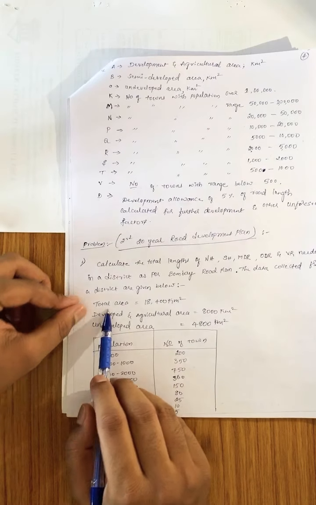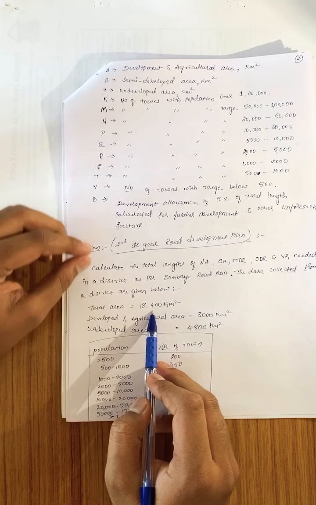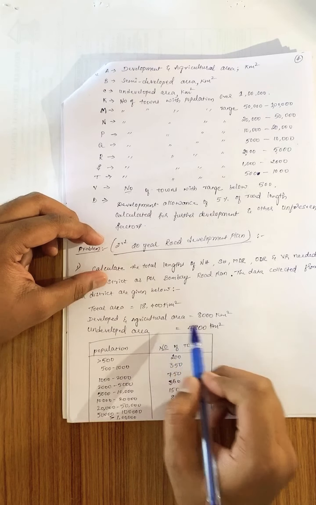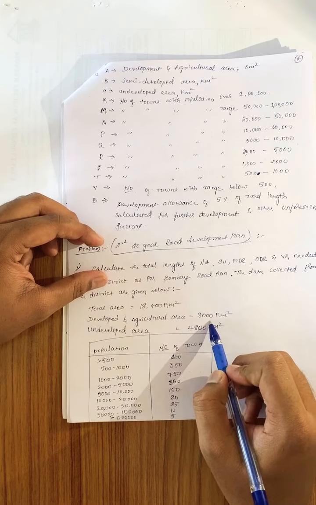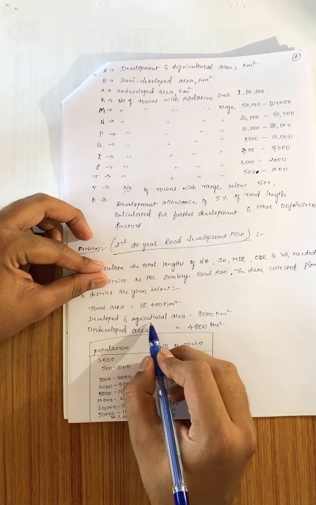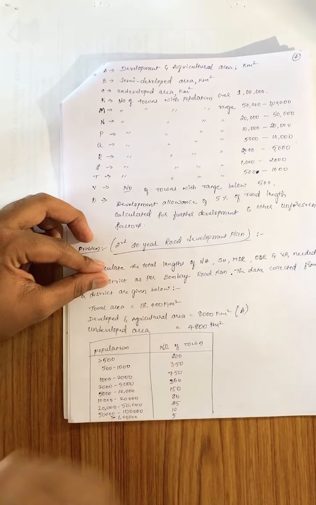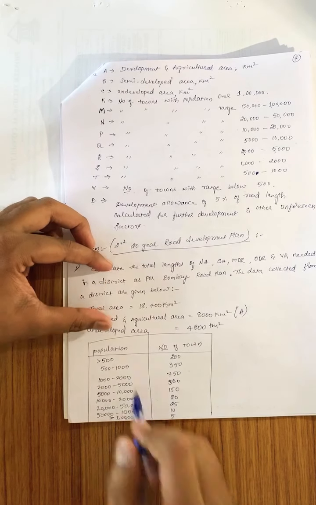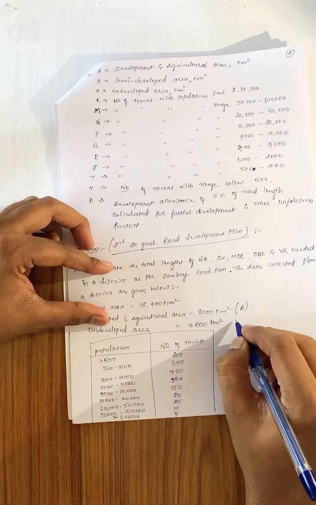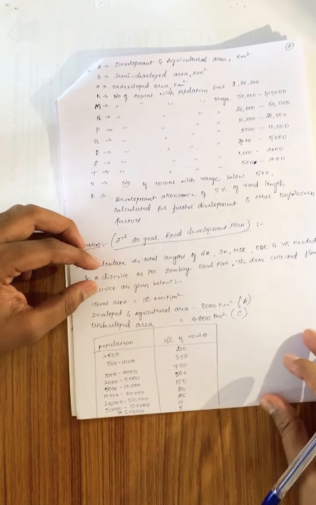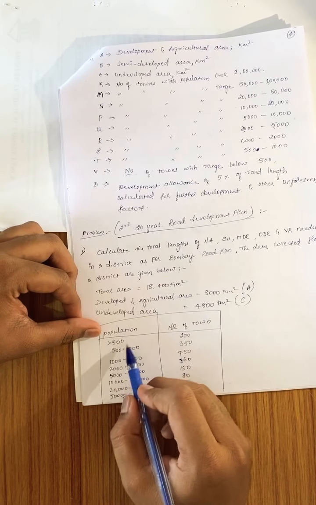So they have given the total area is 18,400 square kilometer. Developed and agricultural area is 8,000 square kilometer, which is indicated as A. Next, undeveloped area, that is C, is 4,800 square kilometer.